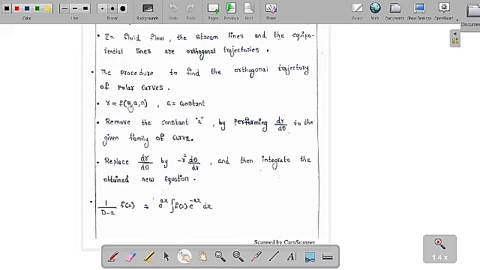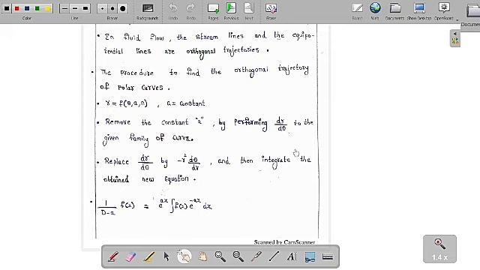They have given the curve r is equal to f of theta, a, n, where a is a constant. Then remove the constant a by performing dr by d theta on the given family of curves. So you have to perform dr by d theta for this equation, and by using this we remove the constant a. Replace dr by d theta by minus r square d theta by dr, and then integrate the newly obtained equation to get the family of curves which are orthogonal to this curve. This is the way that you have to do it.